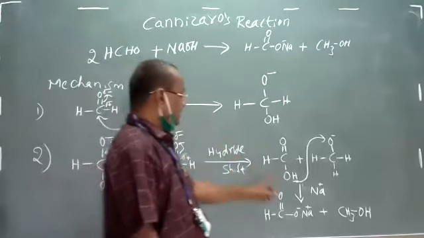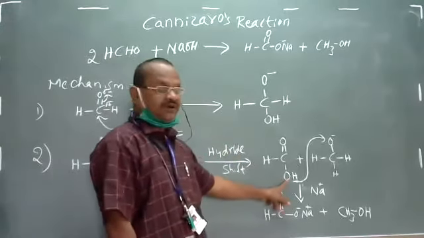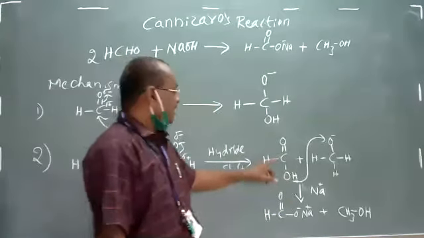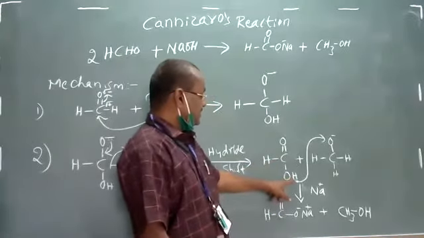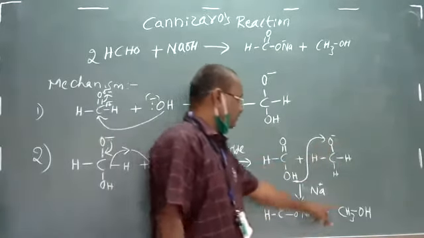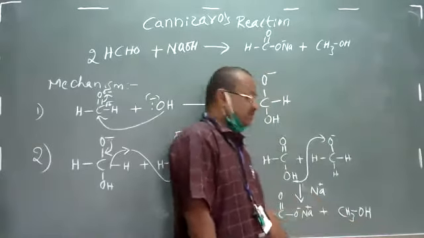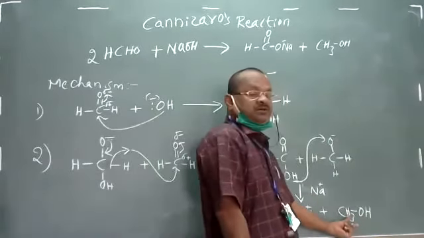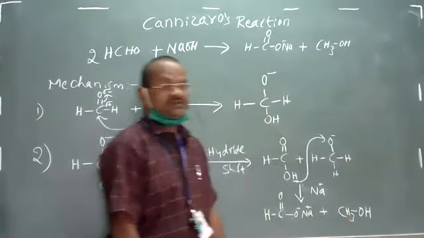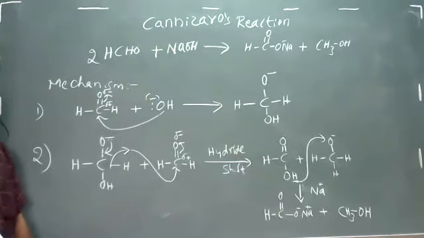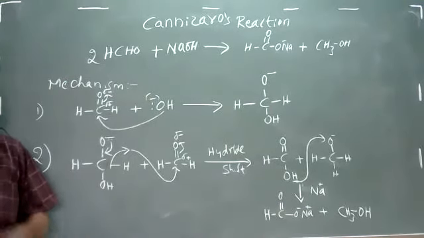The sodium ion will react with this carboxylate ion to form the sodium salt of the carboxylate, and the hydrogen which is coming out as H plus, that is a proton, is going to stabilize this oxide ion to form the OH hydroxy group. That's how this carboxylate ion and alcohol are generated in this particular reaction. Clear? I'll just summarize this once again.